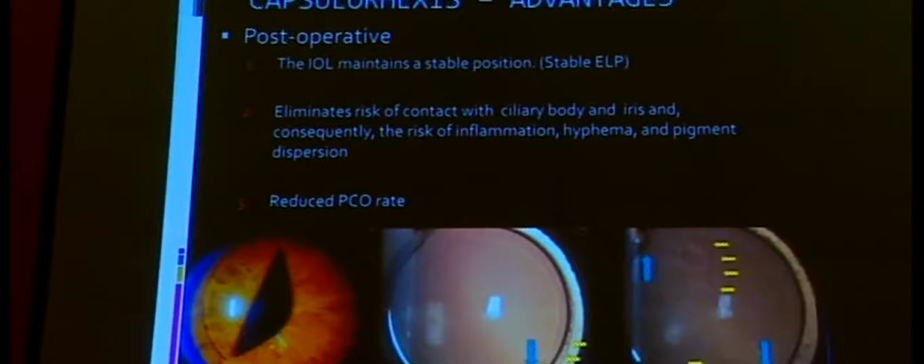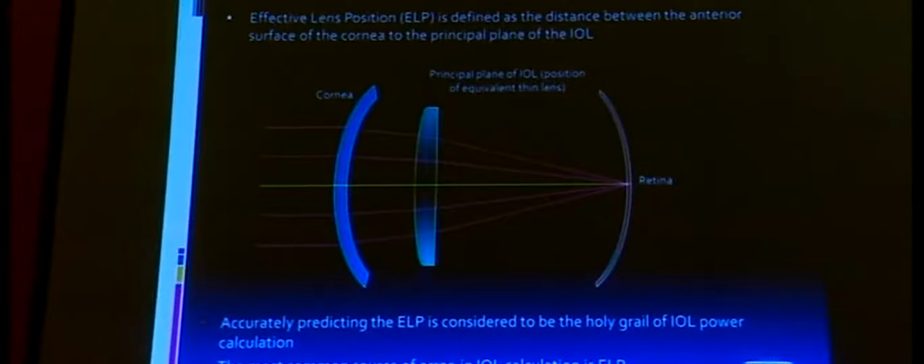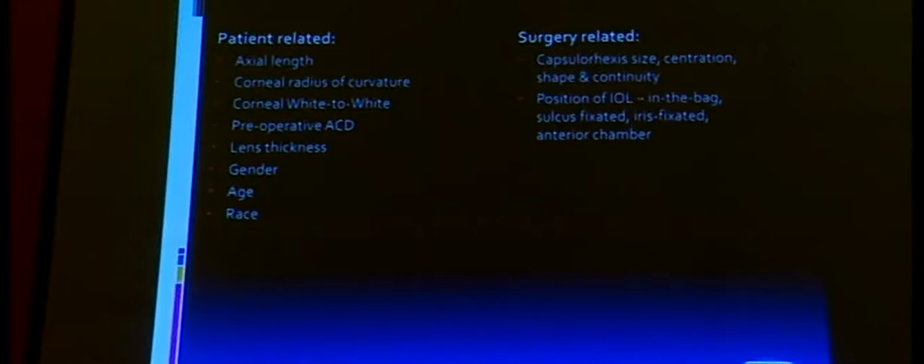Now, discussing the pros and cons, I thought I'd just show a study that we did looking at the ELP, comparing FLACS and the manual Rexis done by a single surgeon at our center. So ELP is one of the most important determinants for whether the lens is going to maintain its position well and the outcome of the surgery. ELP is defined as the distance between the anterior surface of the cornea to the principal plane of the IOL, and it's the most common source of error in IOL calculation. Now, there are a lot of factors related to it. What we're going to be stressing on is the Capsulorhexis size, centration, shape, and continuity.